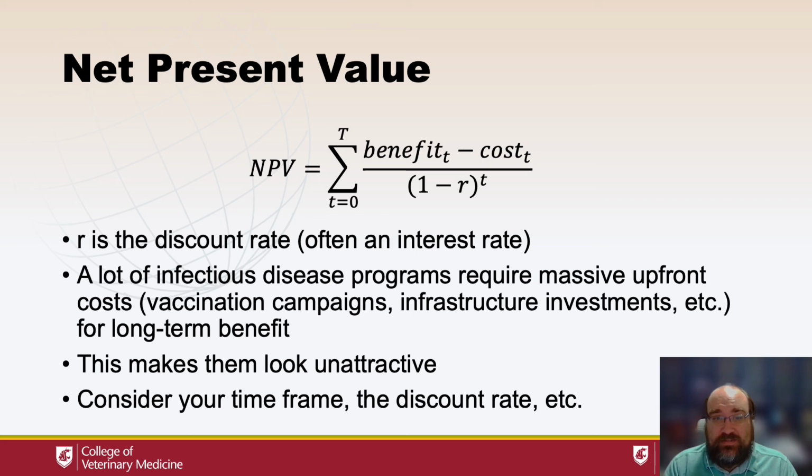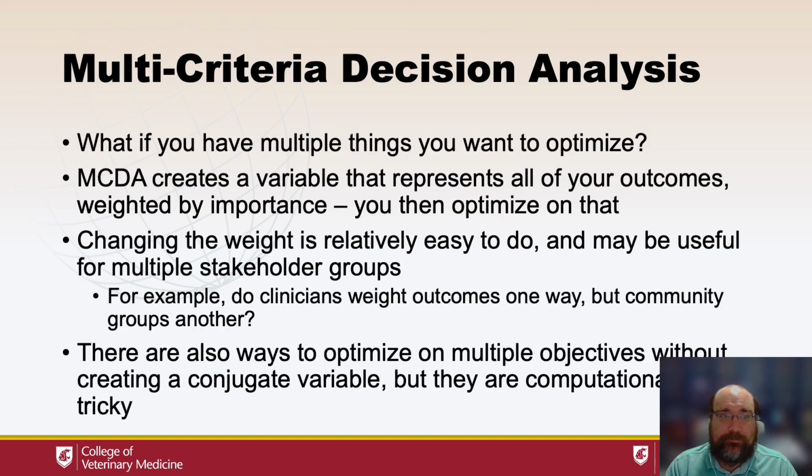A lot of infectious disease programs suffer from this because they require massive upfront investments. Vaccination campaigns, if you're talking about a lot of gastrointestinal diseases in the developing world, massive infrastructure investments, things like that, for what is ultimately a very long-term benefit. This can make them look very unattractive. And so one of the things you have to think about is, what is the time frame you're looking at? What is the appropriate discount rate to use on things like that? So again, this can be very methodologically challenging.